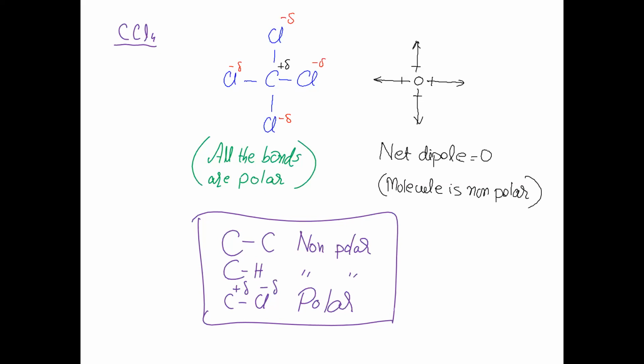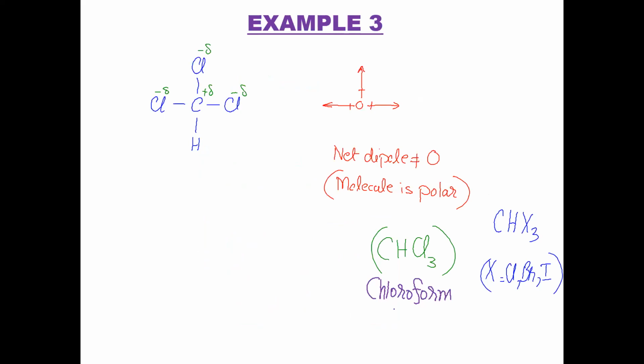Bond polarity would be to do with the electronegativity, right? Yes. And the molecule would be to do with the net dipole. Yes. So we first decide the bond polarity, and then we decide the molecule's polarity.